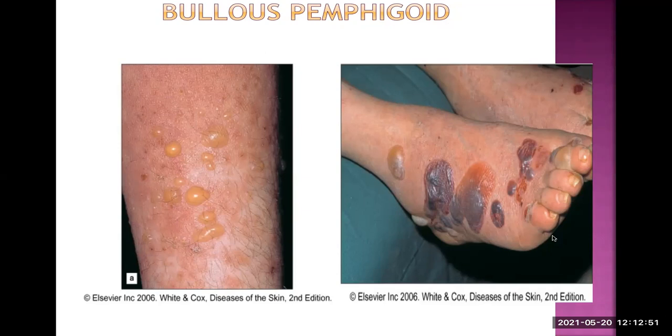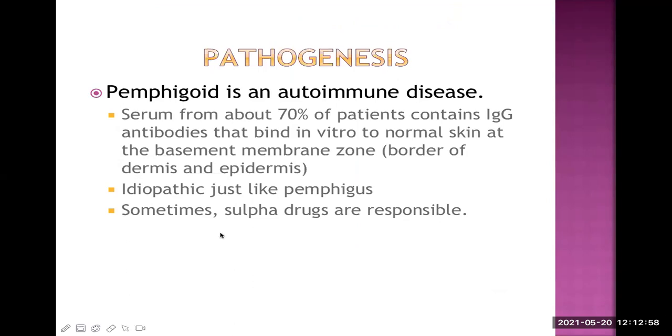The pathogenesis point is still there. We have to talk about it, and some other investigations are also there. Now see here, what is the pathogenesis? What is the difference from Pemphigus vulgaris? Bullous pemphigoid is also a type of autoimmune disease. Serum from about 70% of patients with bullous pemphigoid contains IgG type of antibody, which binds in vitro to the normal skin at the basement membrane zone, that is the border of dermis and epidermis.